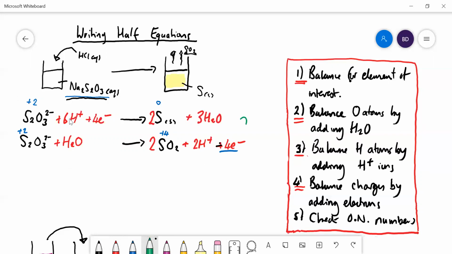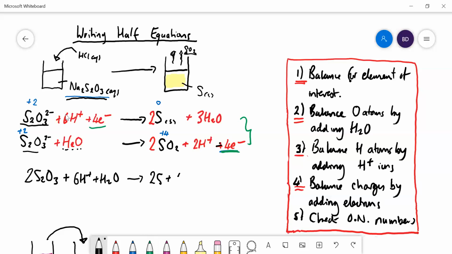Next step, of course, is to combine those 2, isn't it? Now we've got 4 electrons there and 4 electrons there, so all we need to do is add them together. So we've got 1 thiosulfate there and 1 here, so that's going to be 2 thiosulfates. Plus, we're going to have 6H+ from there, and 1 water from this one. And that's going to give us 2 sulfurs, 2 sulfur dioxides. It's going to give us 3 waters, and it's going to give us 2H+.